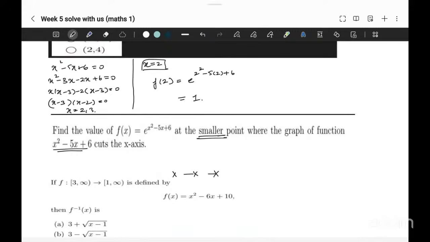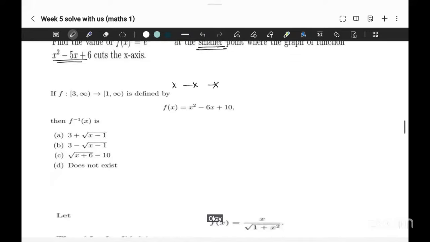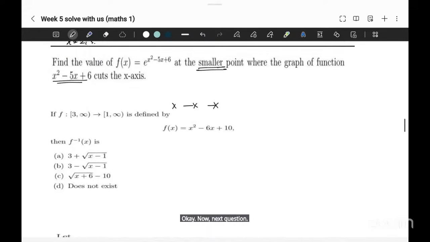Is the question clear to everyone? Yes, ma'am. Okay. Now next question. If f is a function going from [3, infinity) to [1, infinity) defined by this, find the f inverse of x.